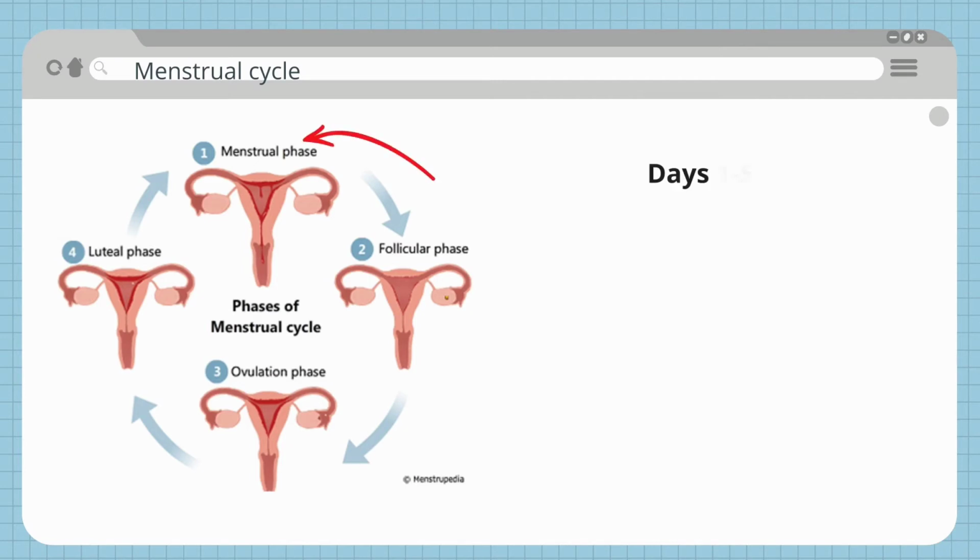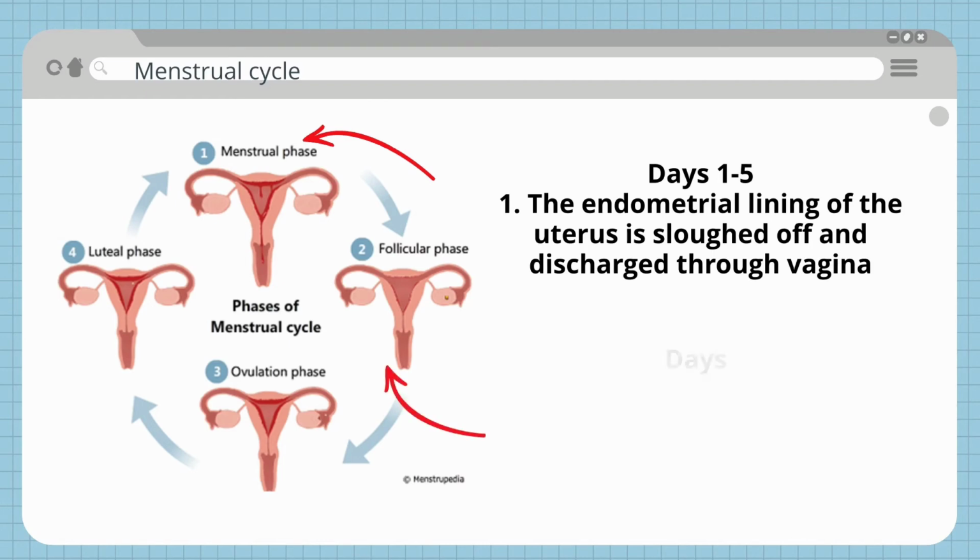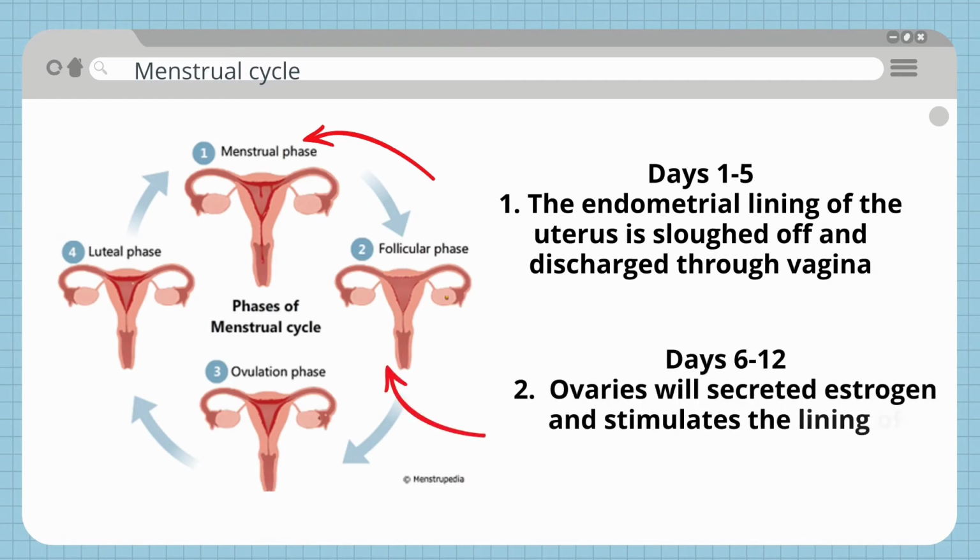During the menstrual phase, the endometrial lining of the uterus is sloughed off and discharged through the vagina. While during the follicular phase, the ovaries will secrete estrogen and stimulate the lining of the uterus to receive a zygote.